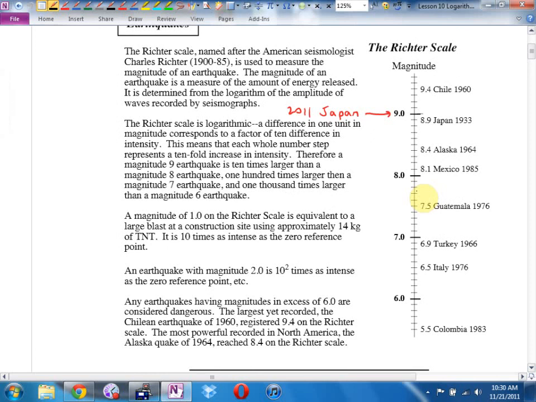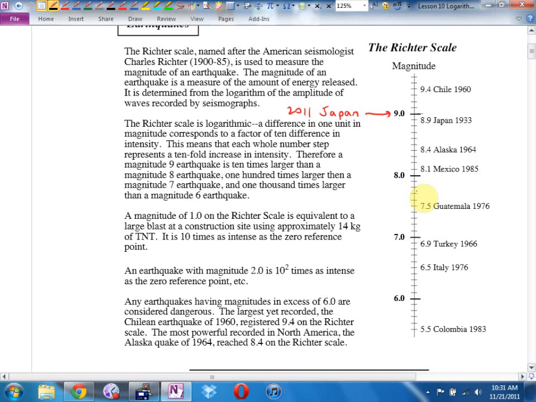If earthquake A has a Richter scale of 4 and earthquake B has a Richter scale of 2, earthquake A is not twice as strong. What's 4 take away 2? It's 10 squared, 100 times as strong. Richter scale is a 10-fold scale. If you have earthquake A that's 5 on the Richter scale, and earthquake B is 2 on the Richter scale, what's 5 take away 2? 10 to the third, 1,000 times as strong.